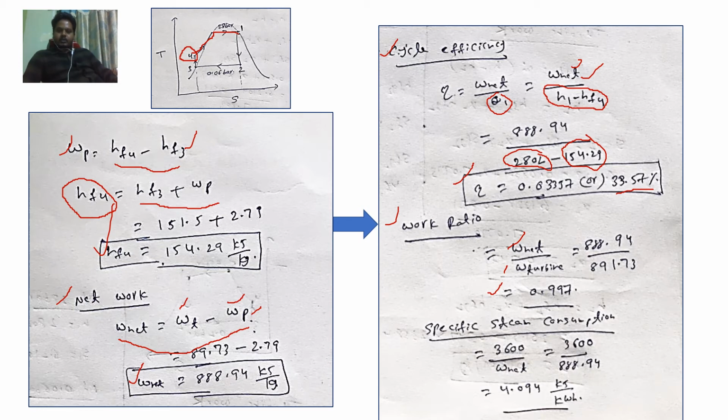And the last question is specific steam consumption. So we have to find it in kilojoules per kilowatt hour. So 3600, because it should be in hours. That's why 3600 divided by net work done. We know the value of net work done. The final answer is 4.09 kg per kilowatt hour.